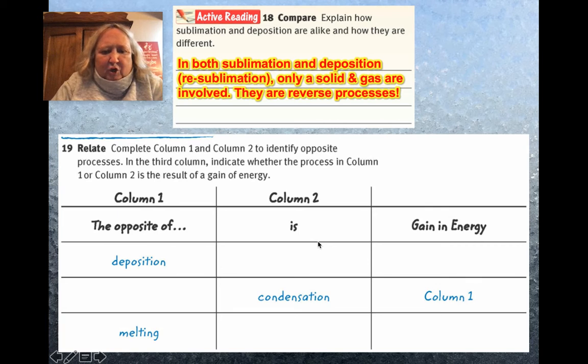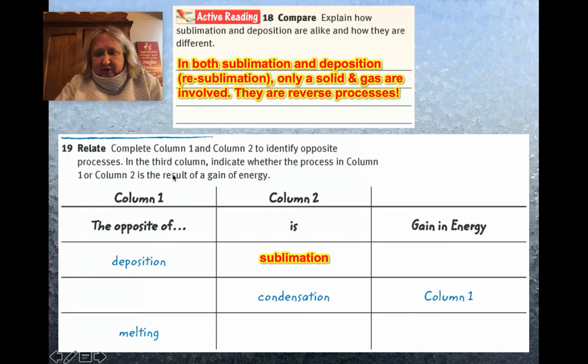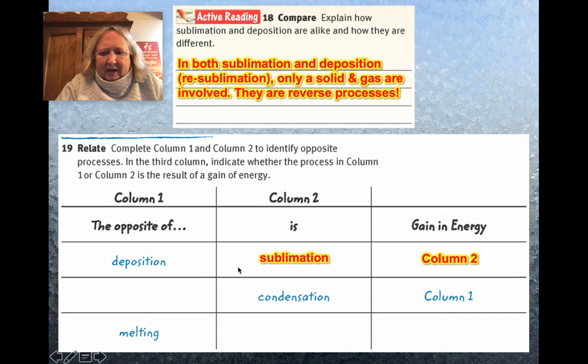All right, this is a great chart, and you are going to see this after Thanksgiving for sure. What you want to do is complete column 1 and column 2 to identify the opposite processes. And for the third one, indicate if it's a result of a gain or loss of energy. Okay, so the opposite of deposition is sublimation. And would that be a gain? Oh, column 2, where it gains the energy? Sorry, I wasn't reading it right. You guys can laugh at me. Okay, so sublimation is where the energy is gained.